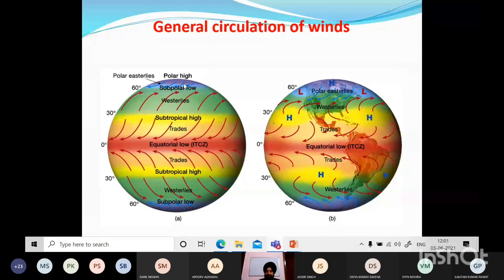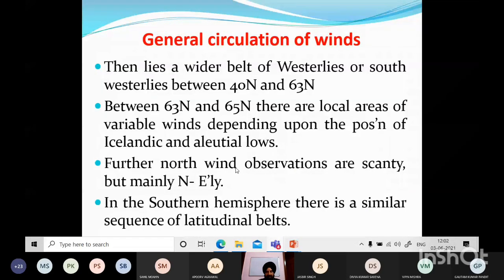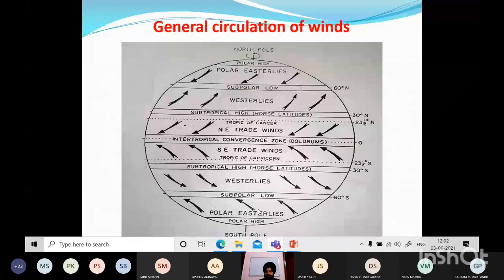Now, a wider belt of westerlies 40 to 63, and 63 to 65 the local areas of variable wind, and then of course further north you have the polar easterlies. In the southern hemisphere there is a similar sequence of latitude belts. So your general circulation on the surface of the earth is like this: in the middle near the equator, from 5 degrees up to 10 degrees, you have what we call the doldrums, ITCZ, intertropical convergence zone, and then up to 30 degrees you have this trade wind zone. Here the direction of the wind is basically northeasterly. We will see how this takes place, how these trade winds form, and then further north you have westerlies, how these westerlies form. So this is the basic general circulation of the winds on the surface of the earth.